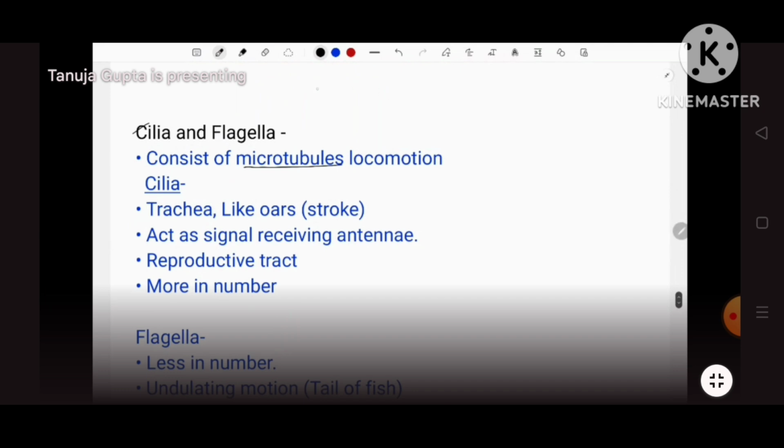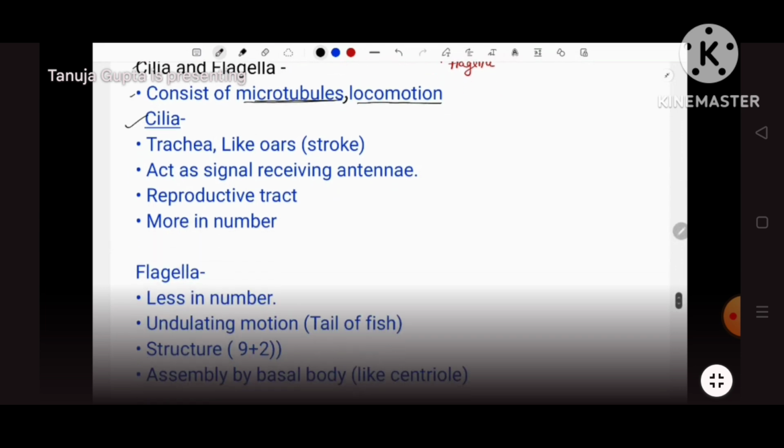If you remember, what is cilia? It's like a small hair-like structure, like this one. Yes, this is a cilia. Or a long structure like this one, it is a flagella. So what do they do? They consist of microtubule again, and the main role of cilia and flagella is locomotion, going from one place to another. Okay, let's talk about cilia.